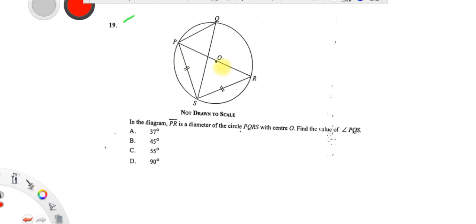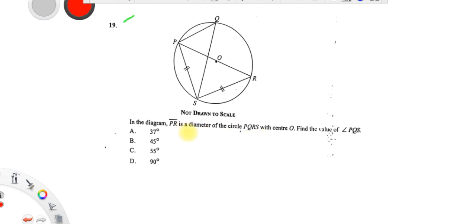Let us look at this question quickly. We are supposed to spend a maximum of 1 minute on each question. So guys, we are saying that in the diagram, PR is a diameter. As I've told you, if the question doesn't tell you that the line is a diameter, don't assume. If the question doesn't tell you that the point in the middle is a center, don't assume, unless you are told. I expect that you'll be told before you take it as such, guys.